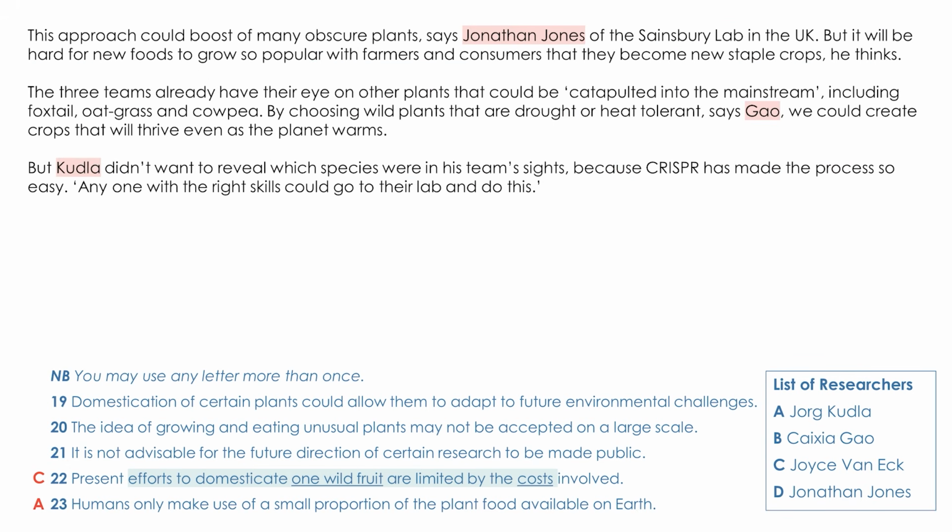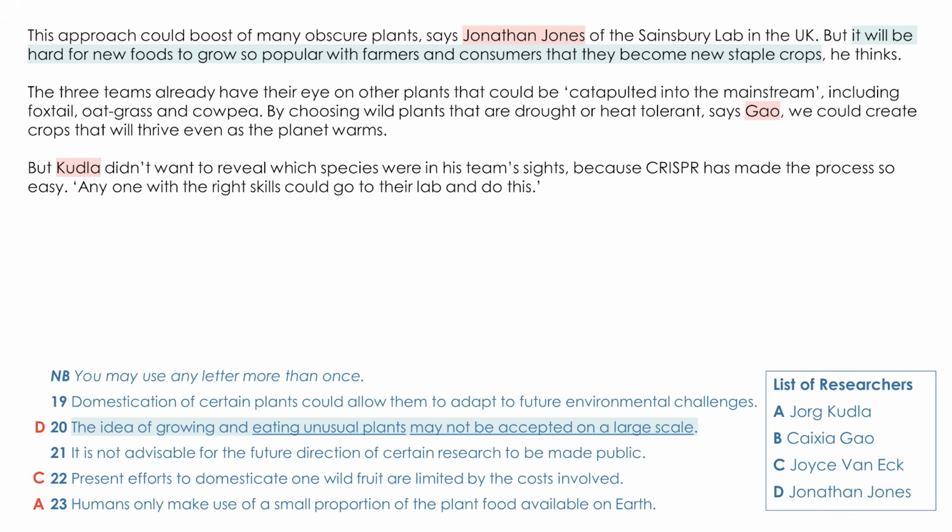Can you do that? Pause the video now. Okay, Jonathan Jones thinks it will be hard for new foods to grow so popular with farmers and consumers that they become new staple crops. A staple crop is rice, for example. We eat a lot of it. So the answer is 20D. The idea of growing and eating unusual plants may not be accepted on a large scale. They may not become our staples.